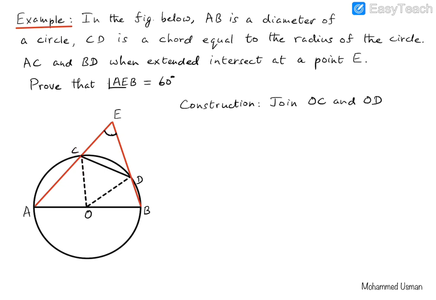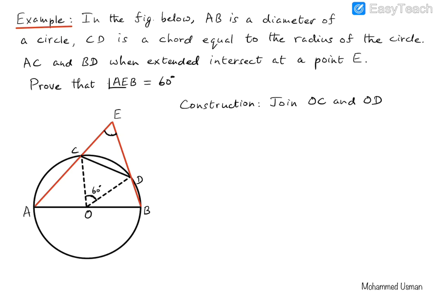Now when we have joined OC and OD, we get this triangle OCD, which is an equilateral triangle because OC is a radius, OD is also a radius, and the chord CD is given in the question to be equal to the radius. So we have all three sides of this triangle to be equal. So OCD is an equilateral triangle, and for the equilateral triangle, we know that all the three angles inside the triangle are equal to 60 degrees. So from that, we will get the angle subtended by the chord CD at the center of the circle to be 60 degrees.